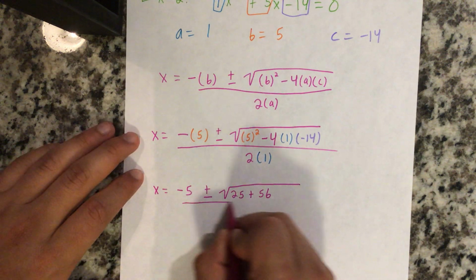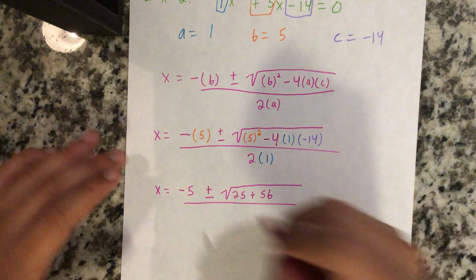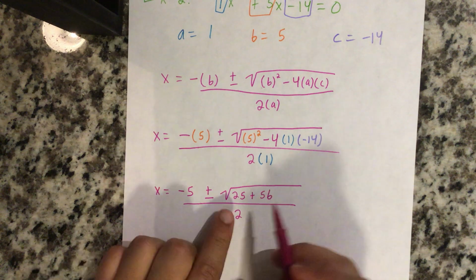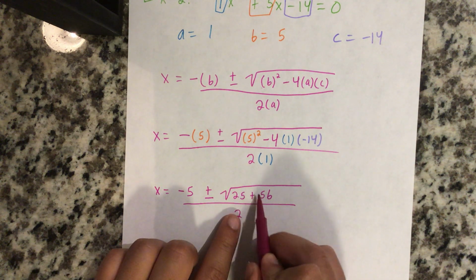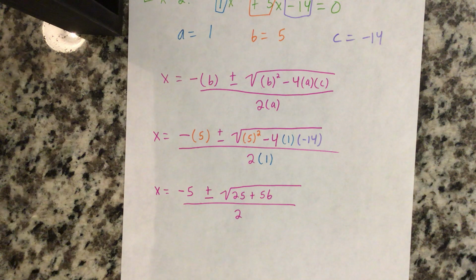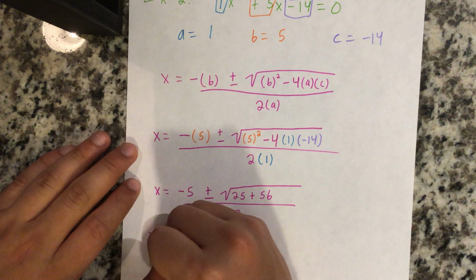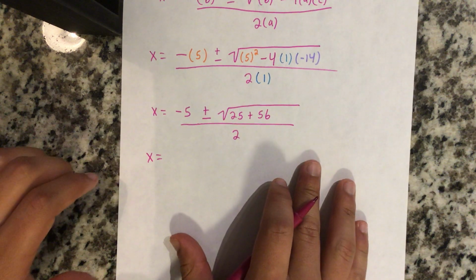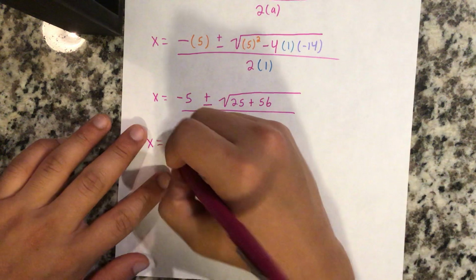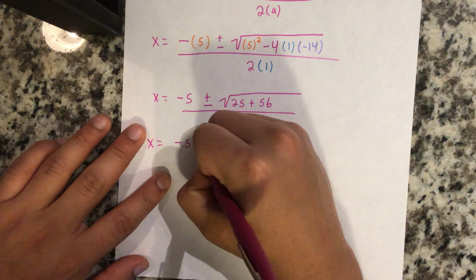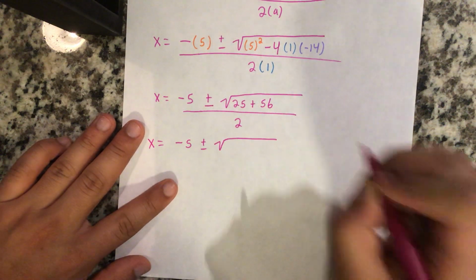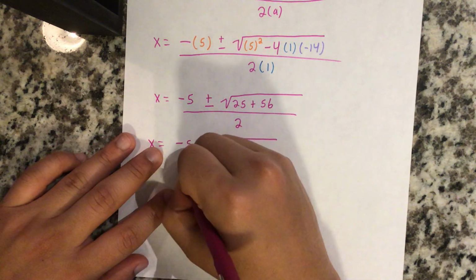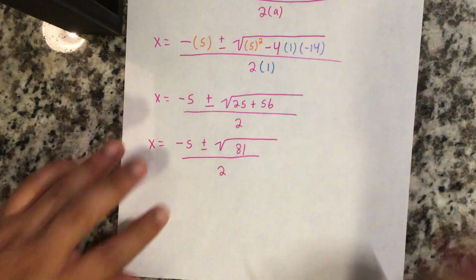And then all of this, we can do real quick. 2 times 1, that's just 2. So we just leave it as 2, okay? Now, we're going to simplify what's underneath the radical, underneath the square root. So I have x equals, I know this is a lot of writing, but after a while it gets kind of fun. I think it's fun. So x equals negative 5 plus or minus the square root of 25 plus 56, which gives me 81, all over 2.